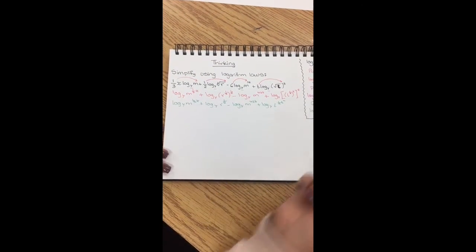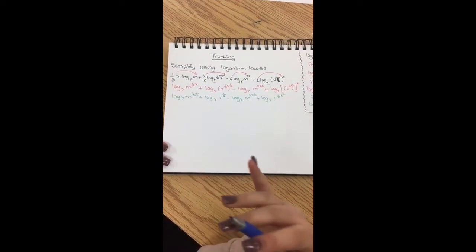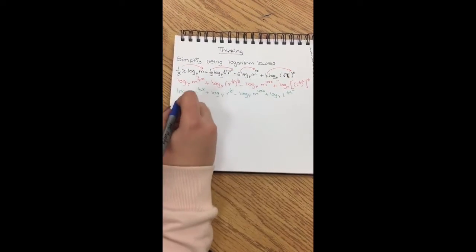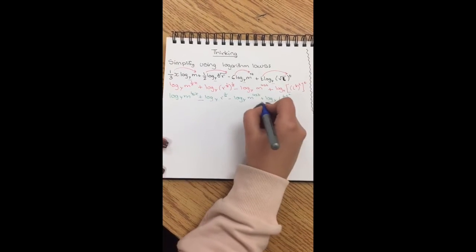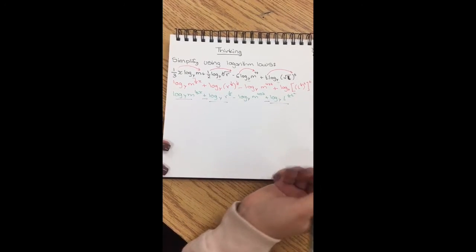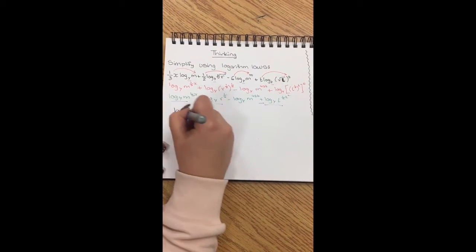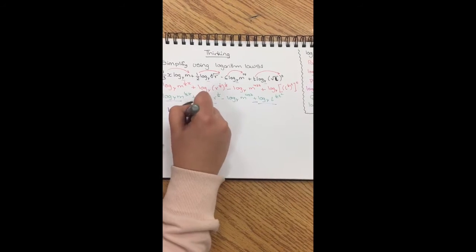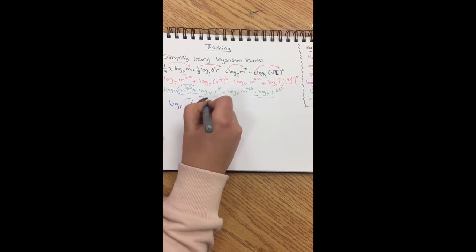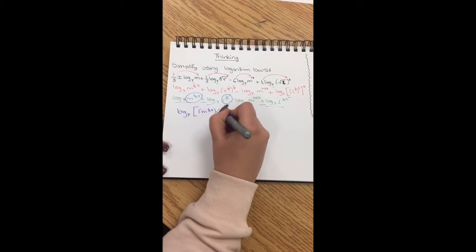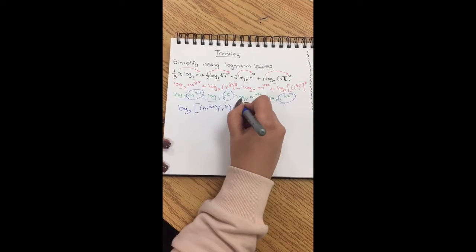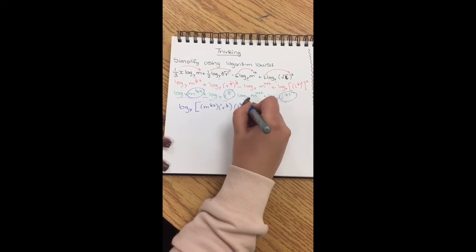Now we can start using our product and quotient laws. So first we're going to do product law just to make it easier, and then we'll work on quotient law. So we have two plus signs in this expression, which means that this is multiplied by this and this. So all of that is going to give us log base y of bracket m to the exponent 1 over 3x times r to the exponent 1 over 6 times L to the exponent 1 over 2t squared.